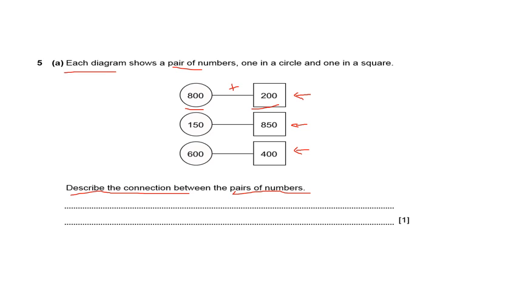800 plus 200 equals 1,000. 150 plus 850 equals 1,000, and 640 plus 400 equals 1,000. So what connection is there? The sum of the two numbers is 1,000.